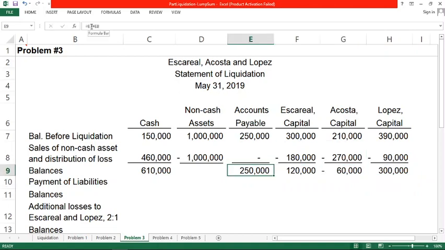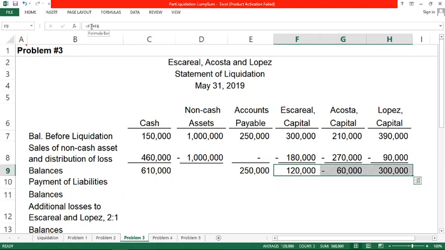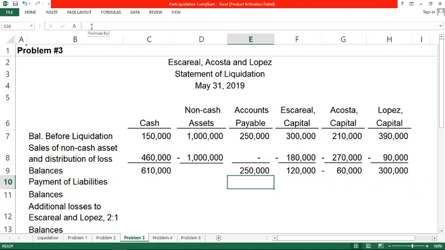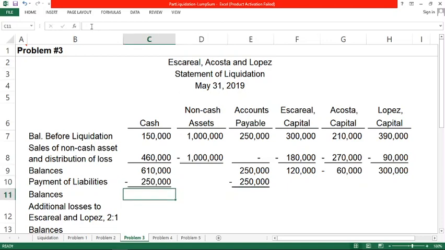Dito na papasok ang ano natin. Payment of liabilities: before we settle the deficiencies of our partners, bayaran muna natin si outside creditor kasi yun yung priority natin. So that's 250. Okay, tapos na nating bayaran si creditor. Let's focus on our inside distribution. Meron na lang po tayong 360 cash, but we still have 120, 300, and negative 60. So, if you could notice, negative na yung account ni Acosta.